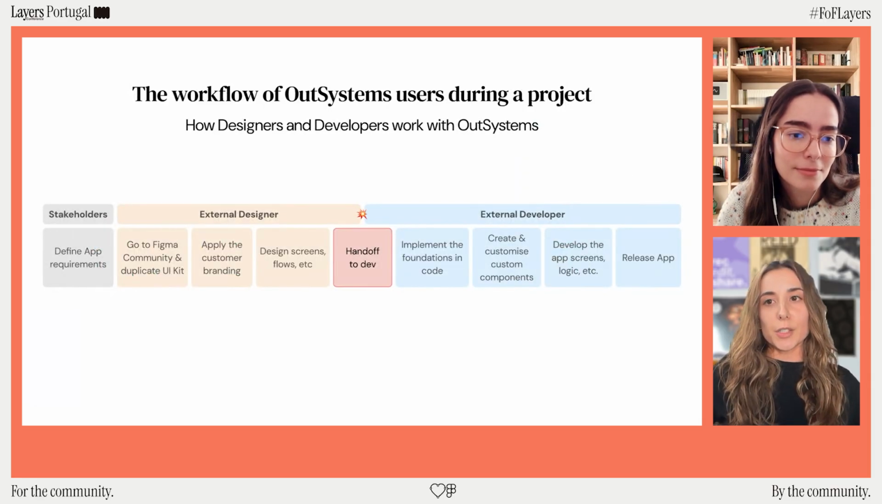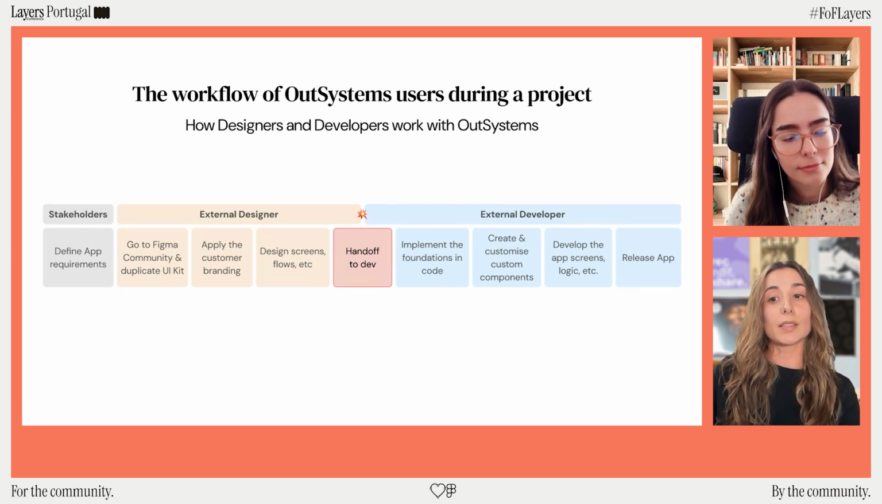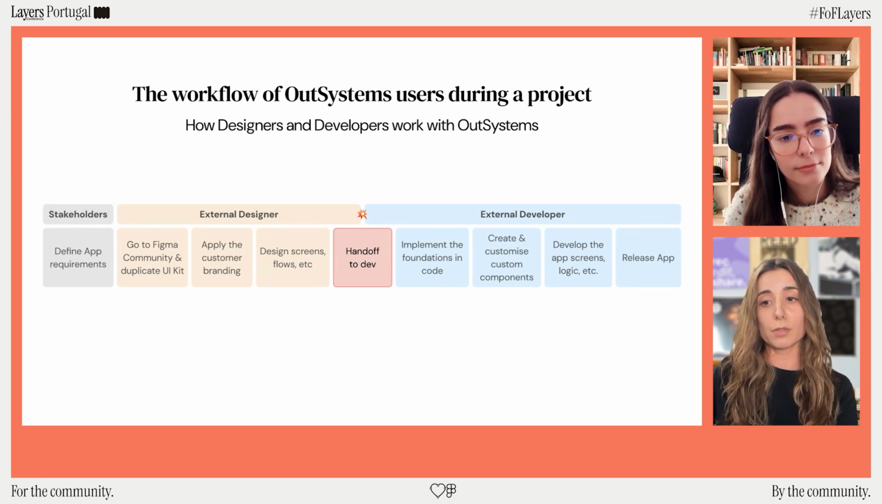So here we have the typical workflow of OutSystems users during a project. After designers have gathered all the app requirements and overall briefing from their stakeholders, they move on to the Figma community and they duplicate the UI kit. Designers will apply customer branding, so we're talking about fonts, colors, shapes, and whatnot. They will design the screens and the overall required flows. And lastly, they will hand off their work to the developers.